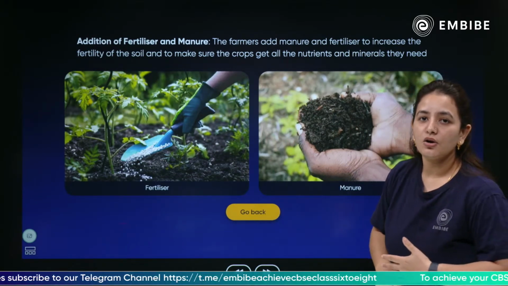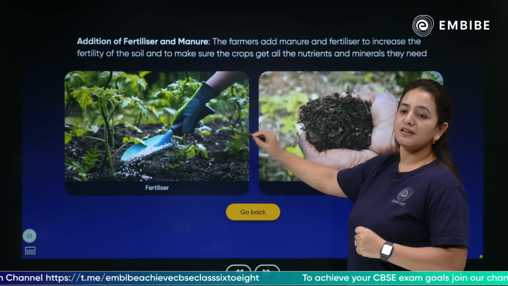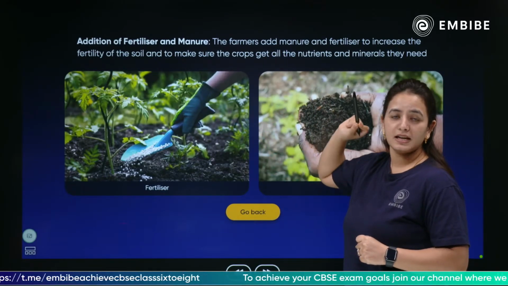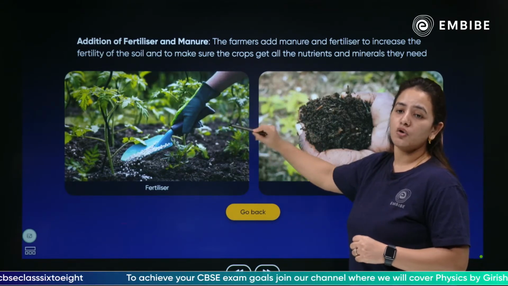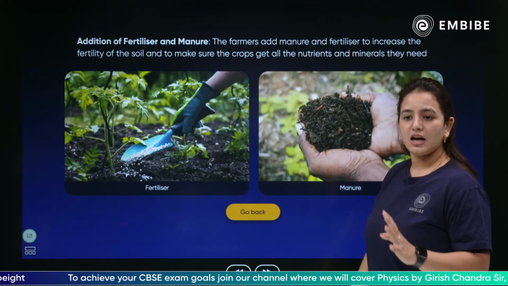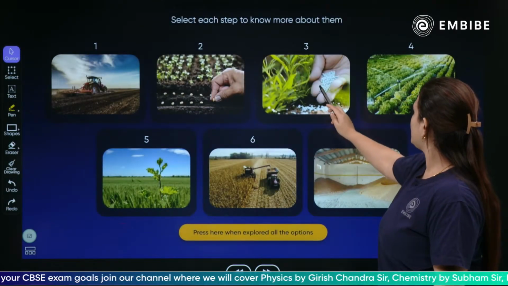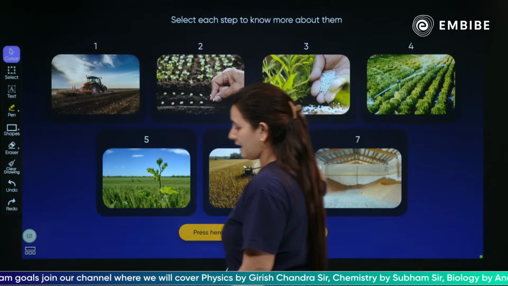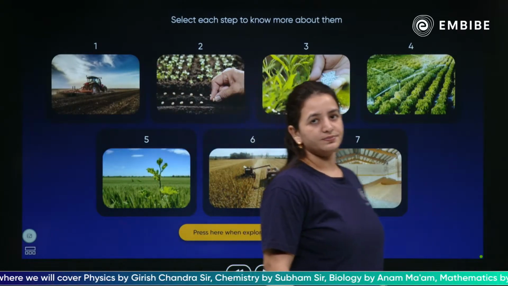Okay, children. So, coming back to the addition of fertilizer. We add fertilizer to the soil so that there are enough nutrients in the soil and the plant can grow well. Again, this is our step. Thus, we are again going back. We have reached there. Now, the fourth option. Shall I click on the fourth option? Are the initial 3 steps clear, children?